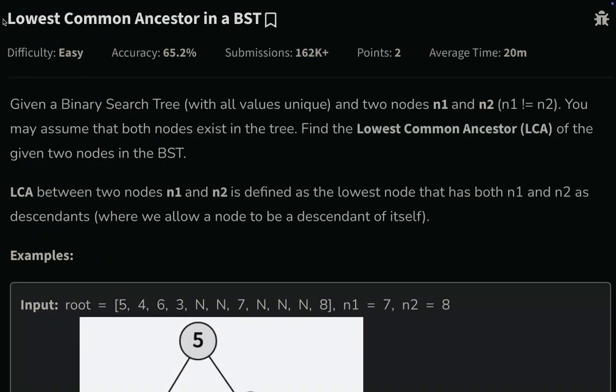Here we go. We have a question: LCA in a BST. Before jumping into the problem, I want to show you something.